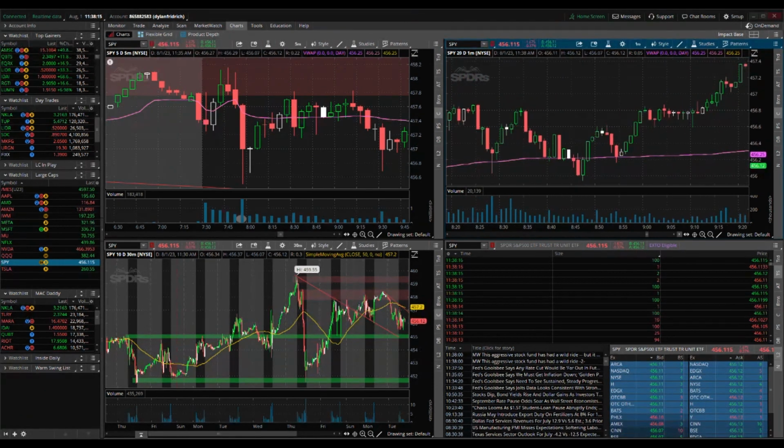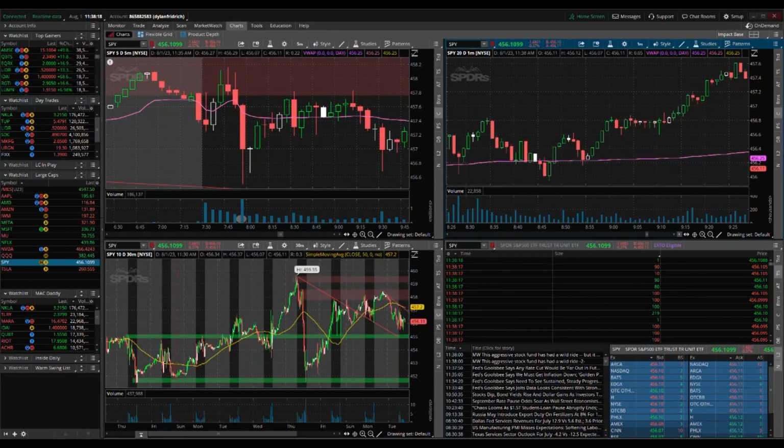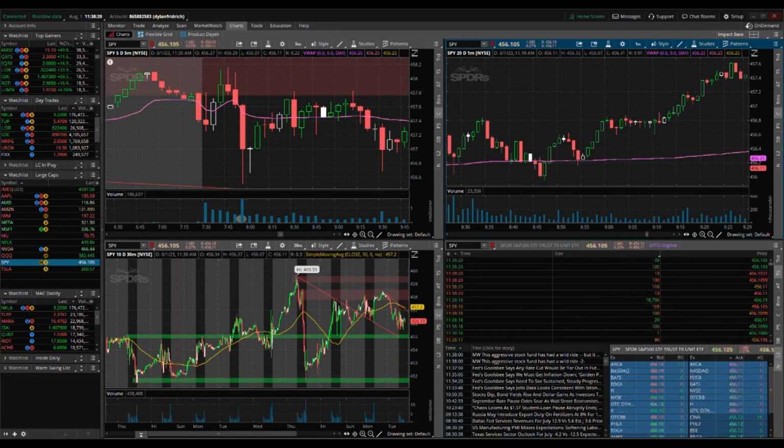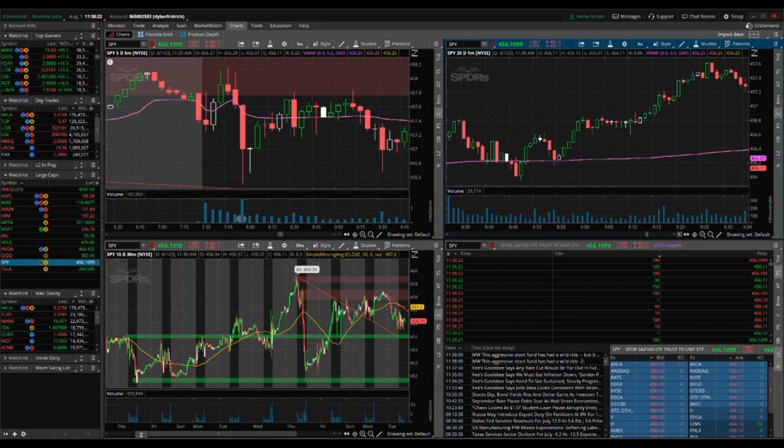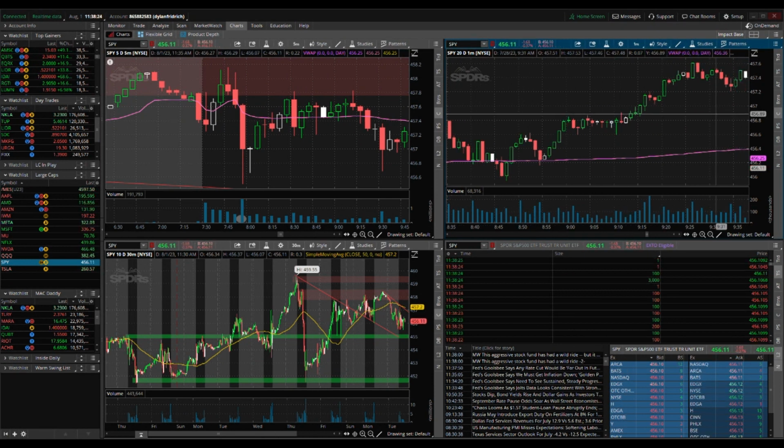So we still go up. And now you can see we're just grinding up. And look how much money you can make if you just trade with the volume and not worry about catching the opposite side. Okay, now we come into a level.